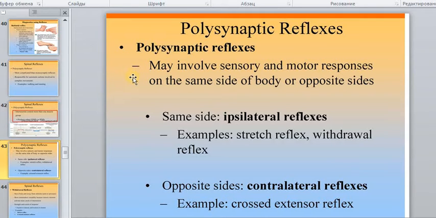they may involve sensory and motor responses on the same side of the body or opposite sides. It's more complex. On the same side you see examples: stretch reflexes, withdrawal reflexes, and on opposite sides, contralateral reflexes, the crossed extensor reflex, for example. And you know that some tracts of white matter in the spinal cord can move to the other side of the white matter and move to different parts of the cortex.